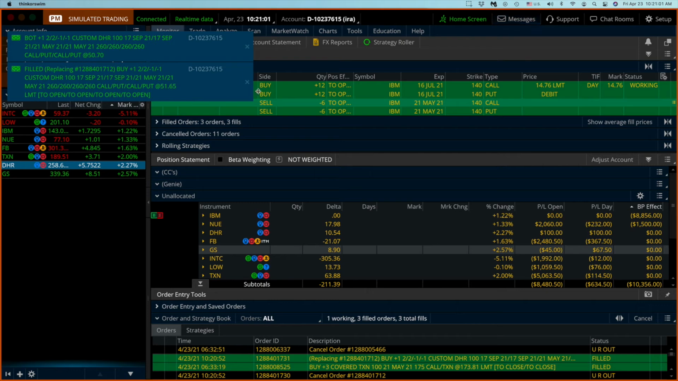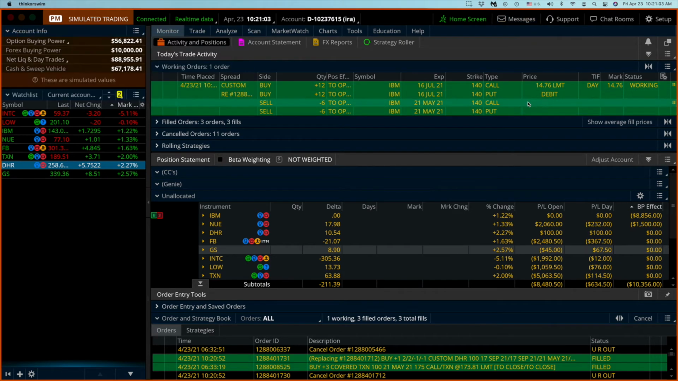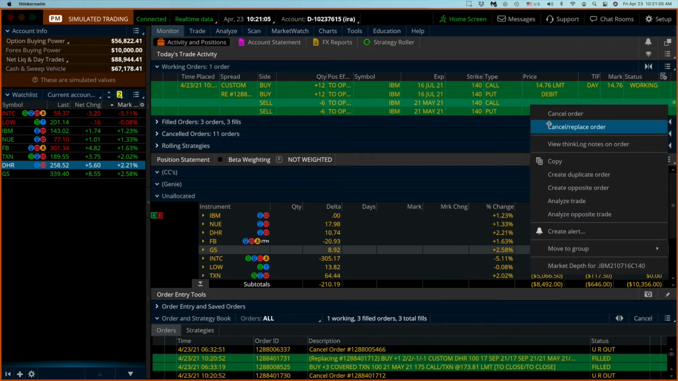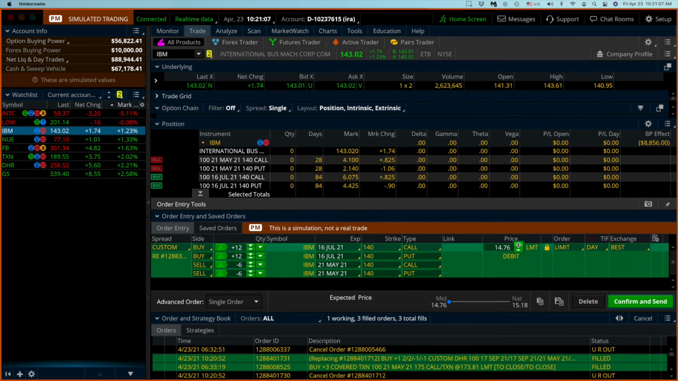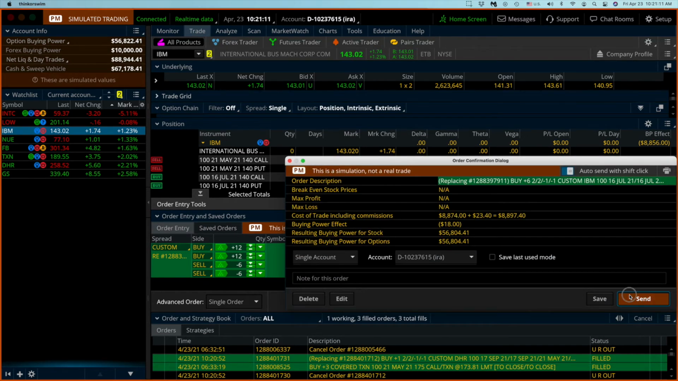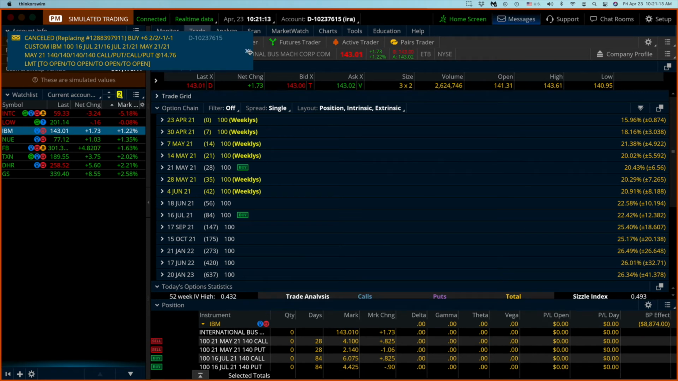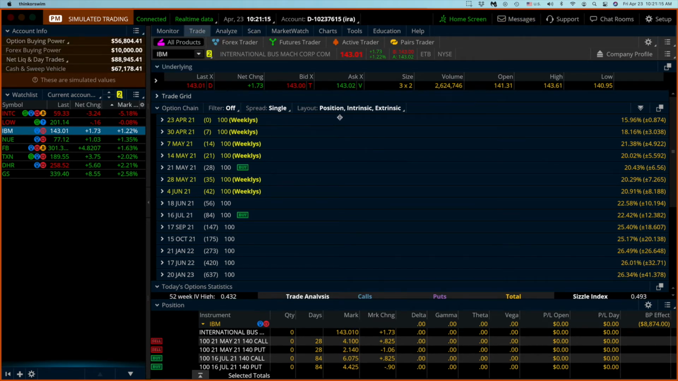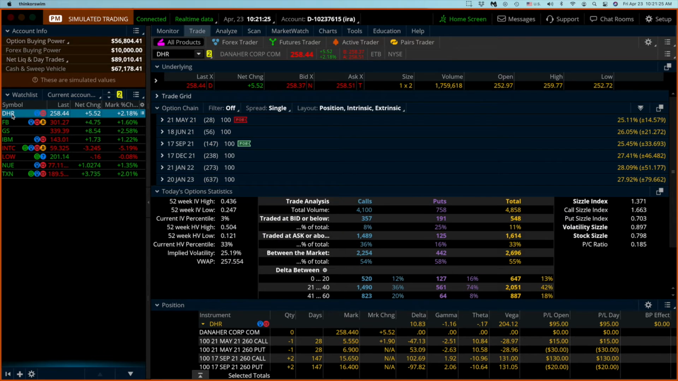Okay, the DHR got filled, the IBM still holding. Let's increase just a little bit. You can do by 3-cent increment or something like that, but it really depends on how wide the margin is. Okay, in the meantime, let's look at all our trades here. Let's organize them by symbol, and DHR is already entered.